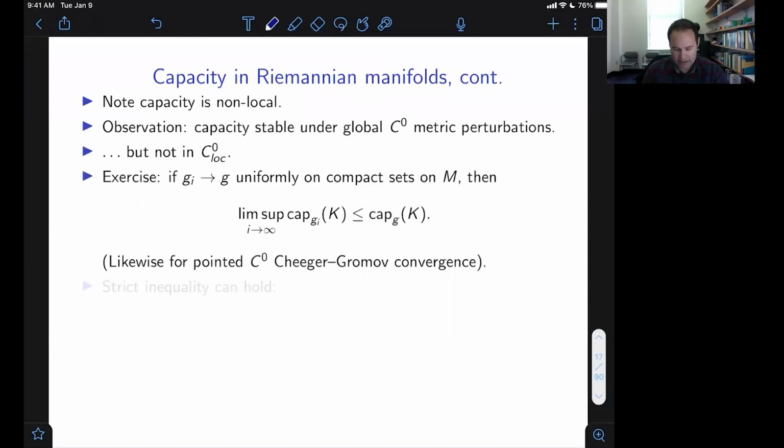This is just an exercise, it's not hard to show, it really just follows from the definition. If you have a sequence of metrics converging uniformly on compact sets, then you can easily show a semi-continuity of the capacity, upper semi-continuity. In other words, the capacity can jump up, but it cannot jump down according to this. And likewise, you can show this for pointed C0 Cheeger-Gromov convergence in case the metrics aren't all on the same manifold. It's simple to give an example where you actually get this jump in capacity.